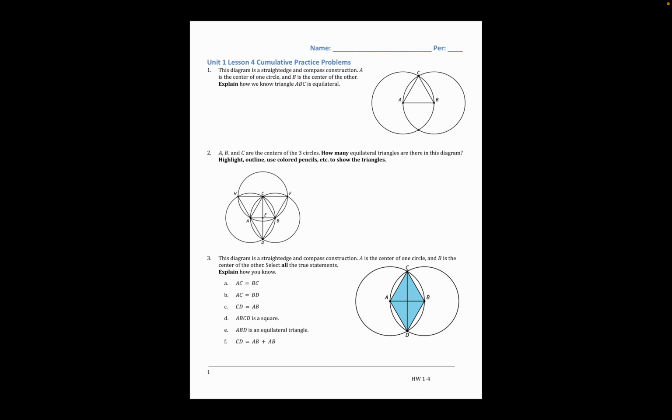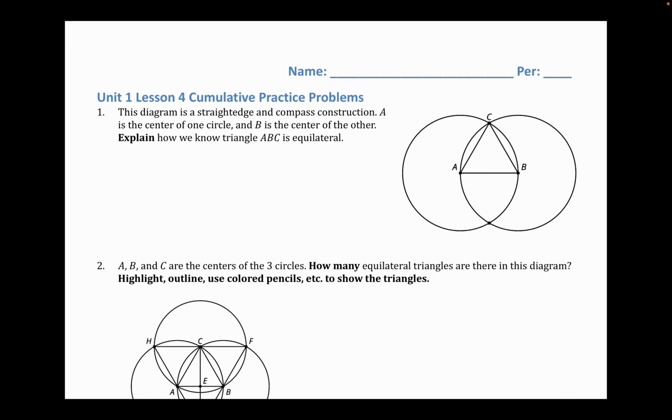In this video we are looking at the Unit 1, Lesson 4, Cumulative Practice Problems for Illustrative Math Geometry. This lesson was about construction techniques and constructing equilateral triangles. So let's start with this first question.